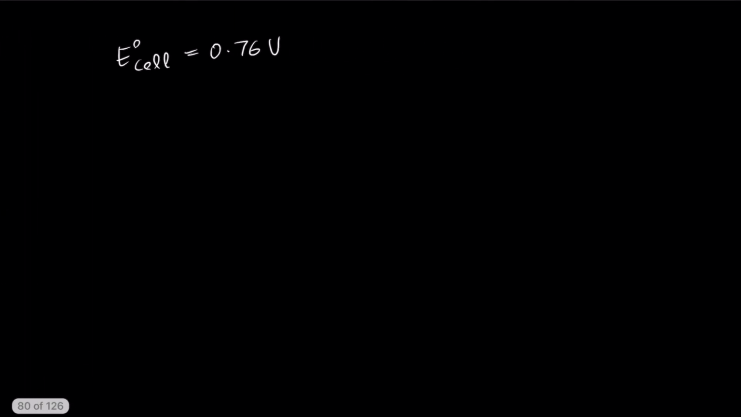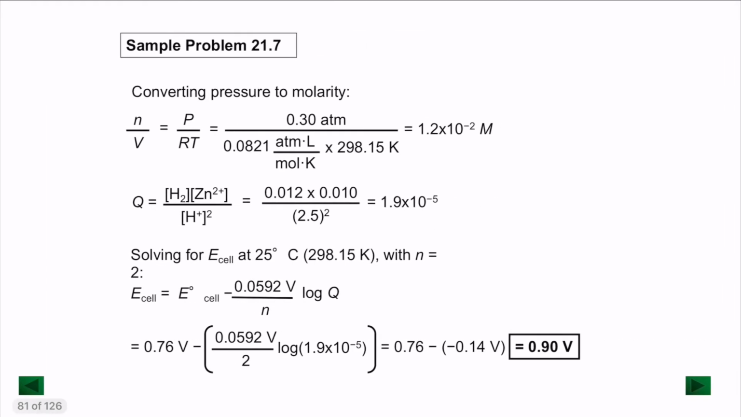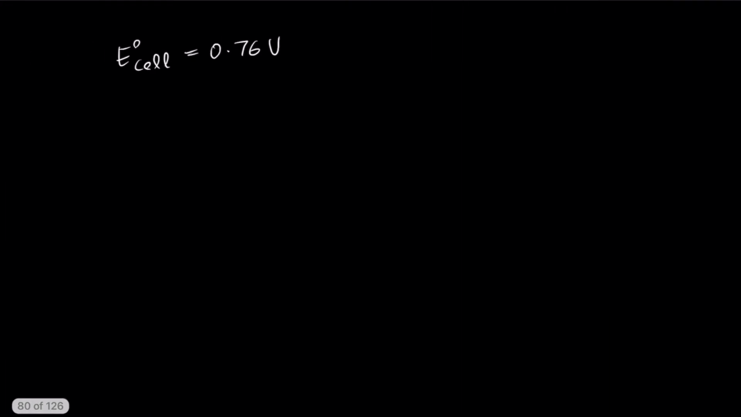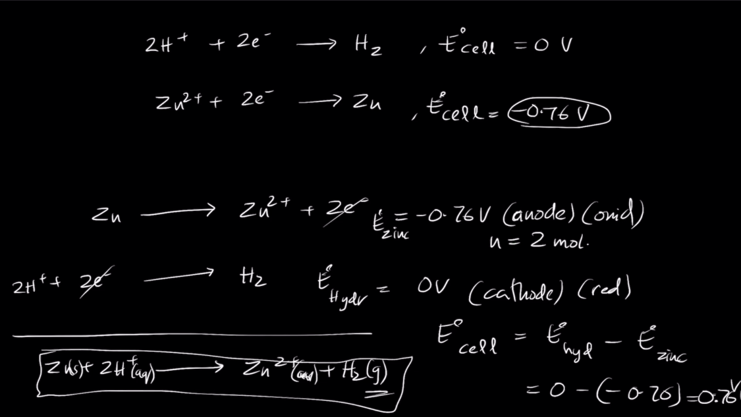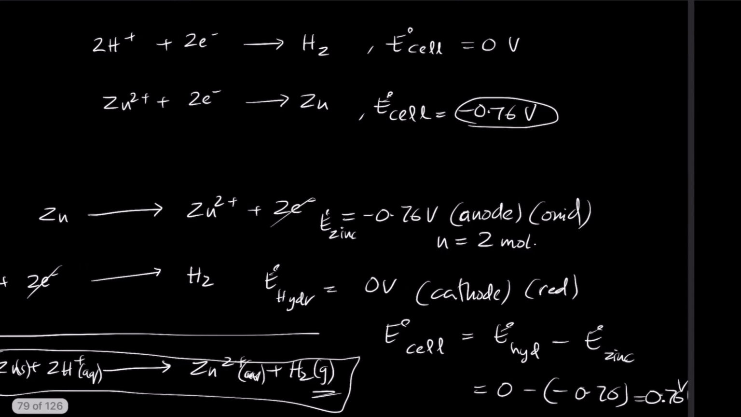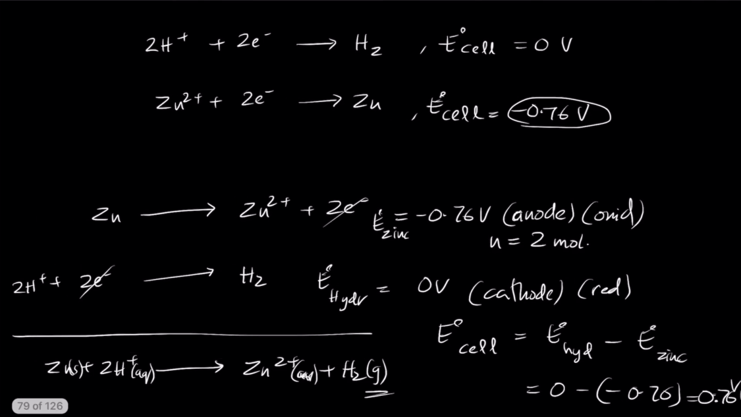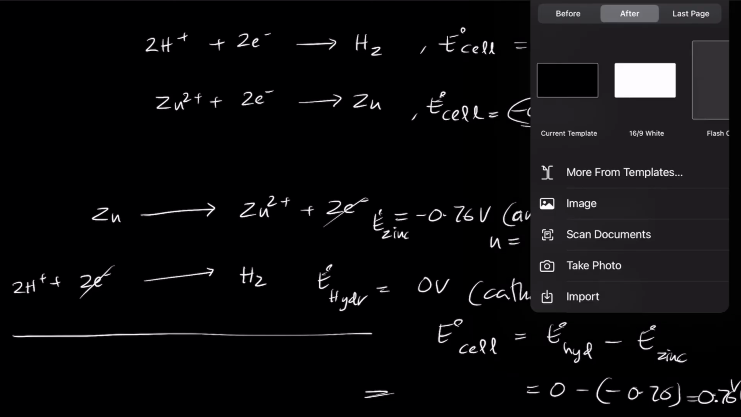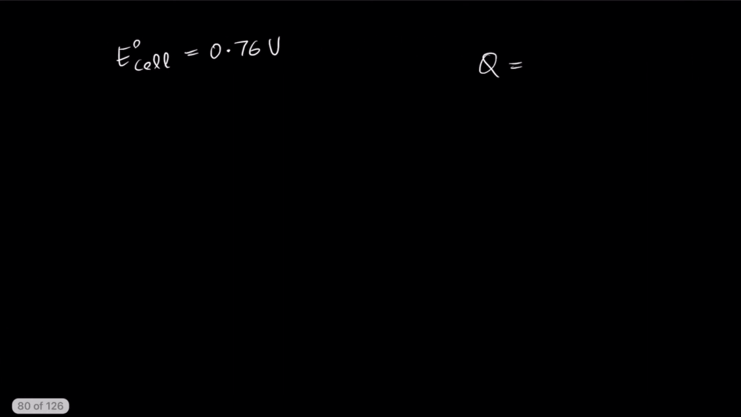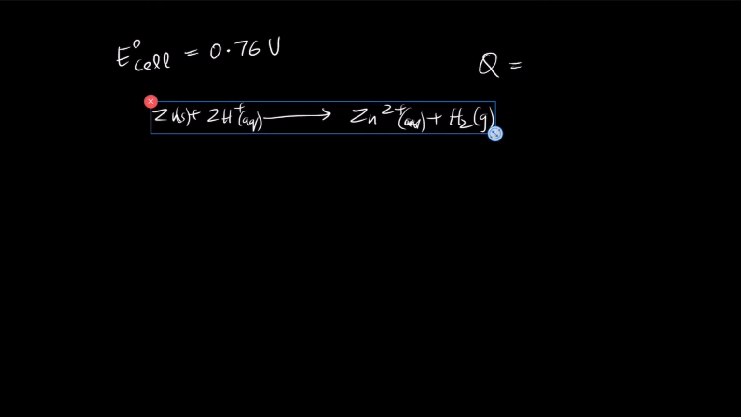But we are trying to calculate the actual cell potential, where we will need the Q value. They have not given it to us, so let's take a look at the Q equation from this equation right here. We have everything written in this form, the aqueous zinc. So let's copy this equation from here. So this is the equation that we have.